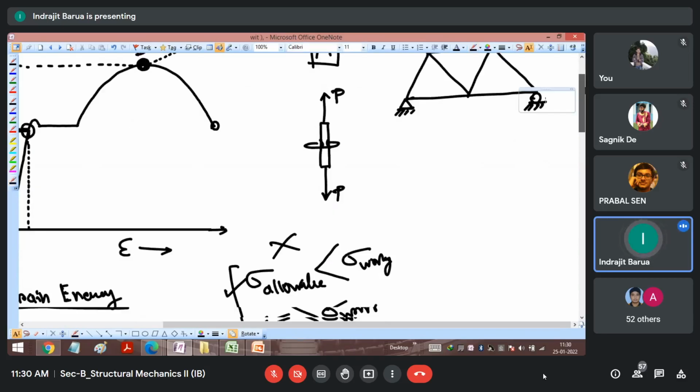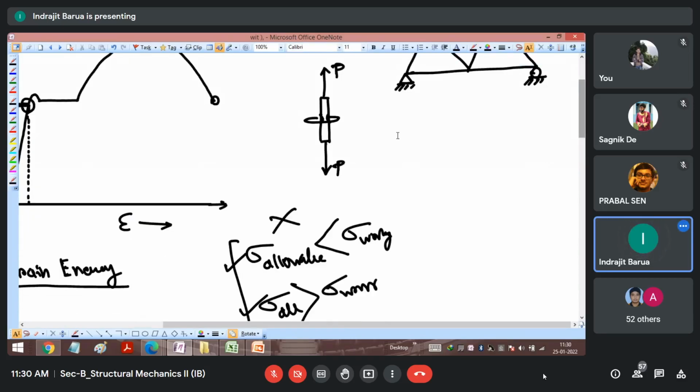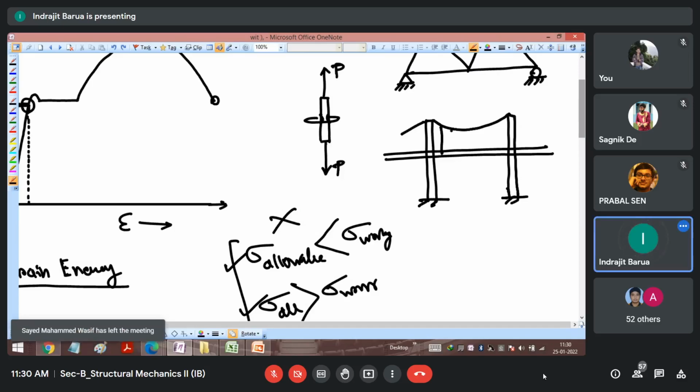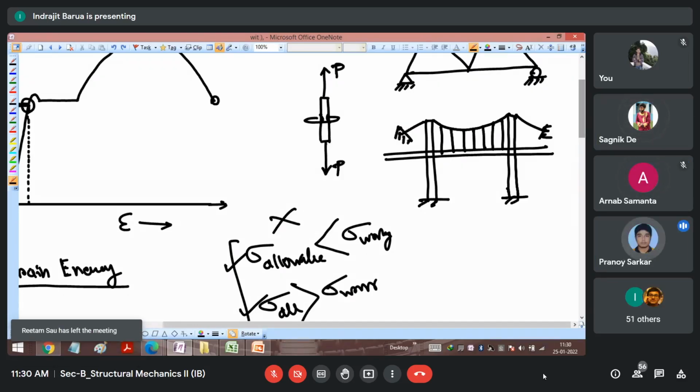Let's talk about some structure which you did not study, which you will be studying right now. Okay, tell me if you have seen this type of structure or not. Maybe you did not. Can you tell me what this is? This is a bridge. Suspension bridge. Okay, great.